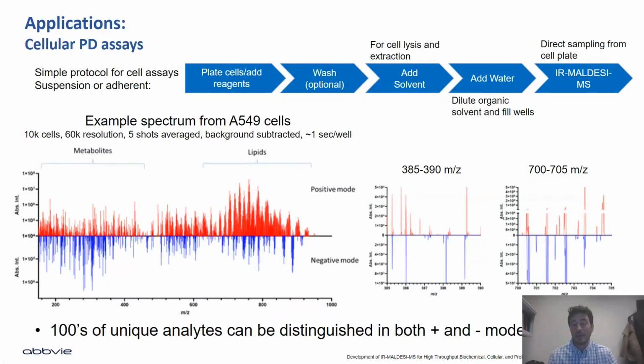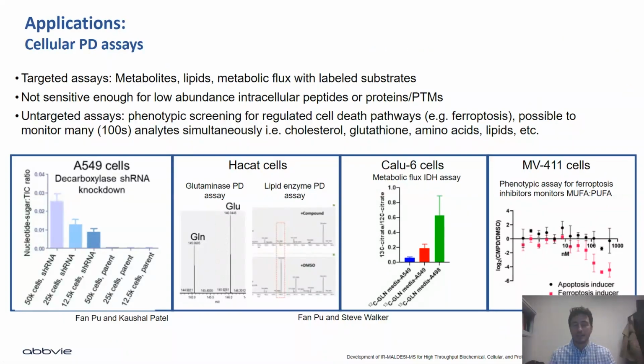In positive mode, we have about 1,000 features. Many of them are duplicates because they're different adducts, but nevertheless, we have hundreds and hundreds of positive mode analytes, and in the negative mode, there are about 500 or so features, again hundreds of analytes. You can zoom in. I've just zoomed into 5 Dalton m/z ranges on the right-hand side there, 385 to 390 and 700 to 705, and you can see we have baseline resolution for a lot of these analytes. So very data rich, and we can pick out a lot of analytes. So how are we using this? We have a whole bunch of different assays we're using this for now at AbbVie.